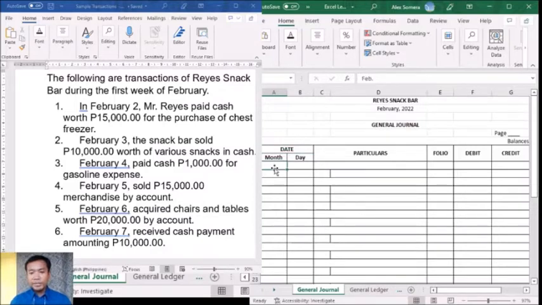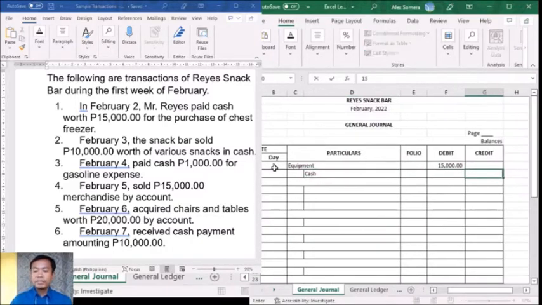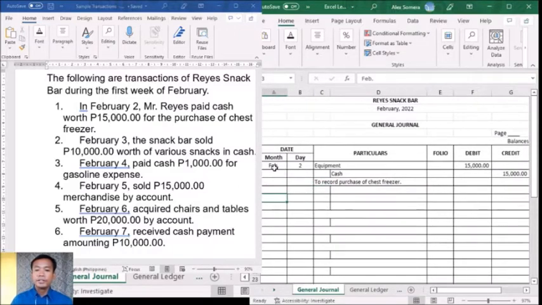Okay, ang unang gagawin natin of course is to write the date and then determine what particular accounts are we going to use for this transaction. So since a chest freezer is considered as an equipment, ang lagay natin dyan is equipment, and we debit equipment worth 15,000 pesos and credit cash amounting the same amount. Okay, so 15,000, and the reason for posting this transaction is to record purchase of chest freezer.